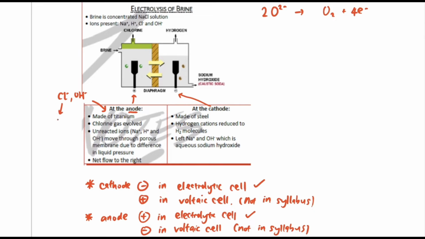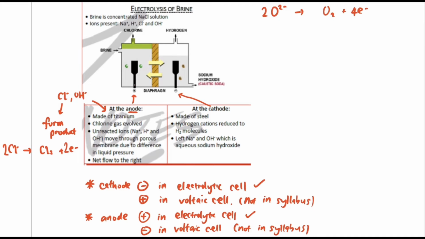So this one is chosen to form product. How do they form product? Chloride donates electrons to become chlorine gas plus electrons. So we put two chloride here, the charge becomes two minus, so here we balance with two electrons. That is how the equation looks. So chloride forms chlorine. That's why the second point says chlorine gas evolves. The gas comes out from here. Now you get chlorine gas. Then the unreacted ions, Na plus, H plus, and OH minus, move through the porous membrane. This is the porous membrane, which is known as the diaphragm, due to the difference in liquid pressure.